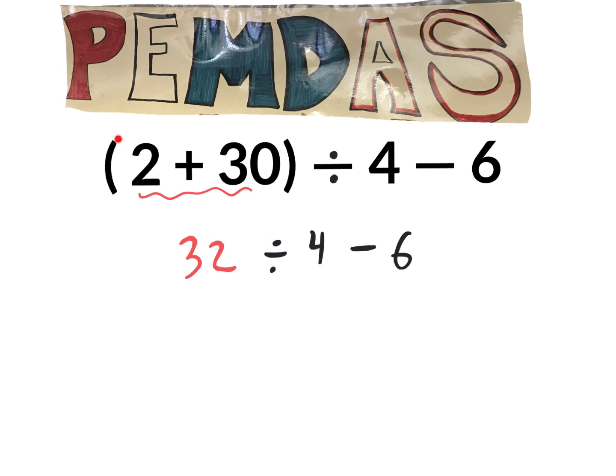Now, some people are like, wait a minute, shouldn't I bring down the parentheses? If you want to bring down the parentheses, you could. Either way, it's still going to say 32 divided by 4. And we have division and subtraction. So after doing parentheses, you move on to E, exponents.